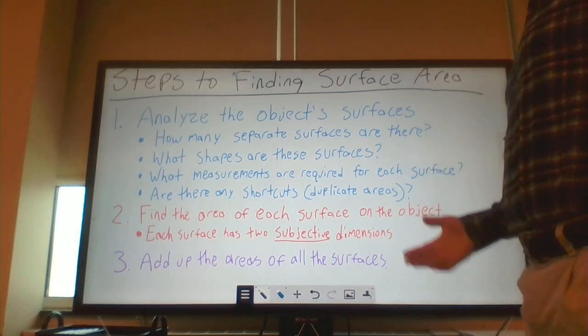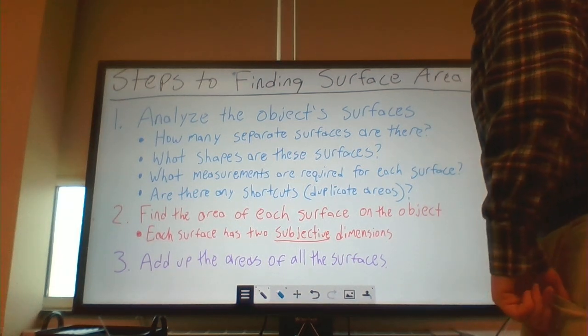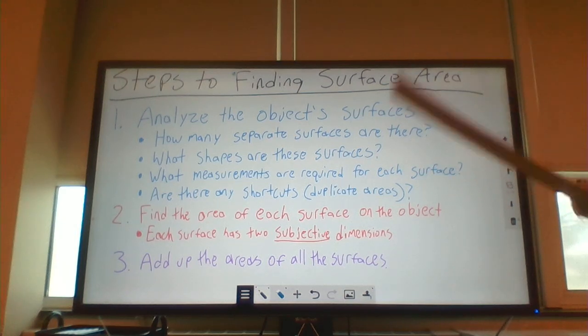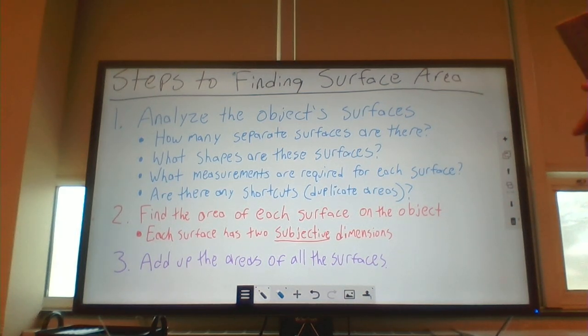So to start, how do we find surface area? Well, it may seem like there are a lot of steps, but it's not so bad. The first thing we have to do is analyze the object's surfaces. So depending on the type of object we have, we can determine how many separate surfaces are there. What shapes do these surfaces take? We need that in order to find the area of them. What measurements are required for each surface? And are there any shortcuts, such as duplicate areas? In the case of our box, that is something that's really going to come in handy.